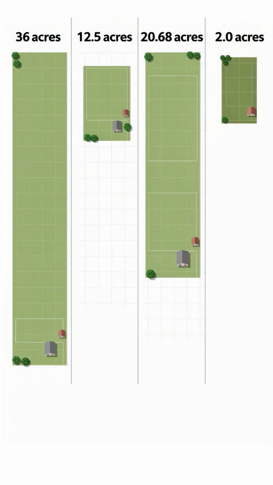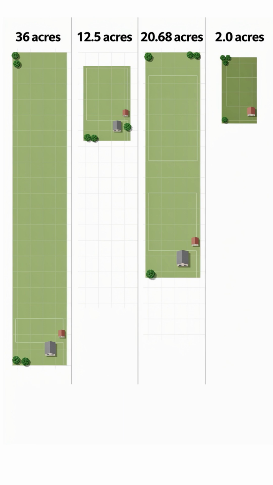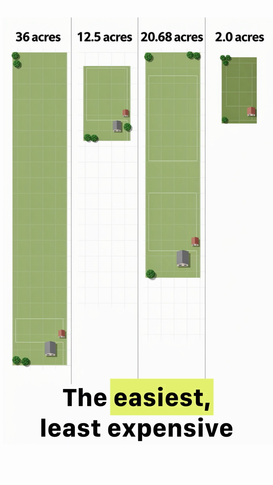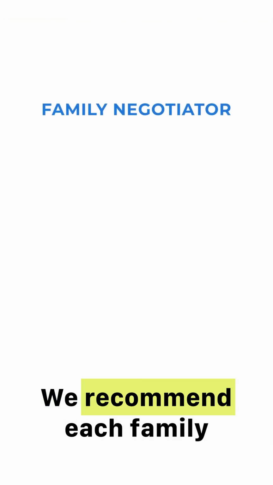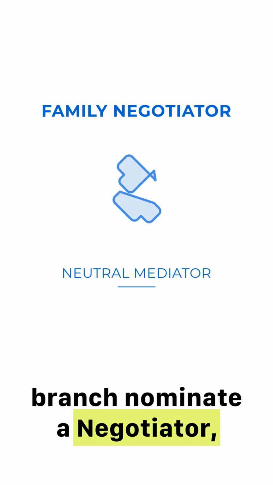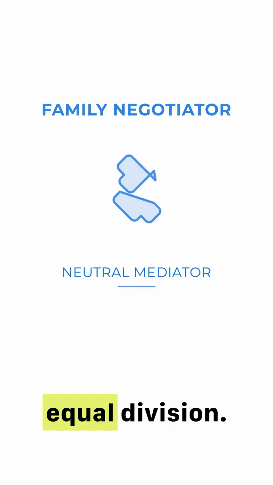4 tracts of land, with ownership divided among numerous heirs across multiple families. Dividing this can be complex. The easiest, least expensive way is to work together for a fair division. We recommend each family branch nominate a negotiator, then hire a neutral mediator to help achieve equal division.